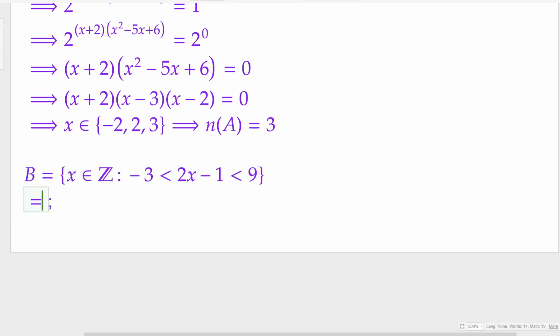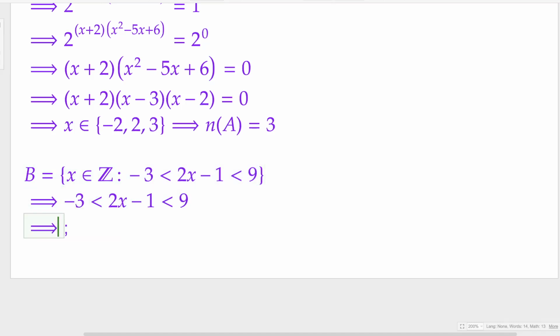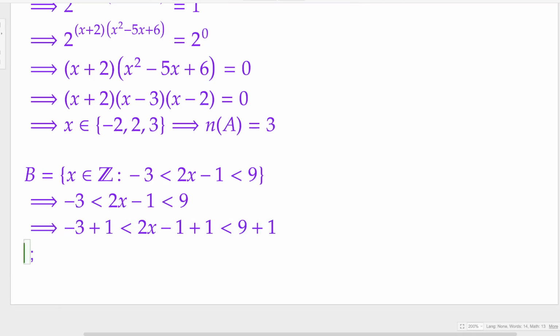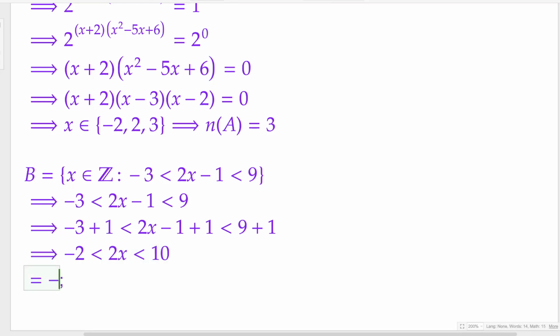Next, we'll resolve for set B. We need to resolve this particular inequation. What we can do is on all three sides we can just add 1. On adding 1, this neutralizes to 0, and 9 plus 1 becomes 10. So we have -2 less than 2x less than 10. On resolving this further, dividing all the sides by 2, we get -1 less than x less than 5.